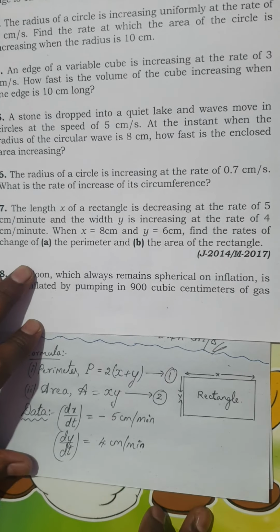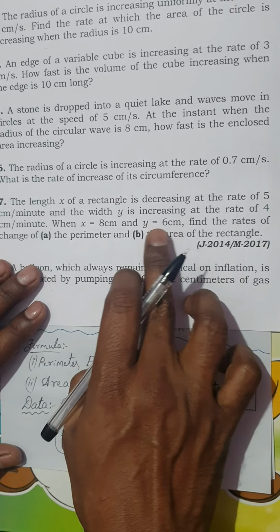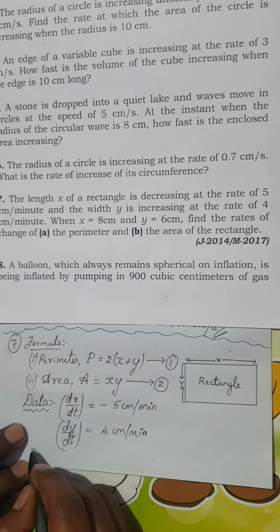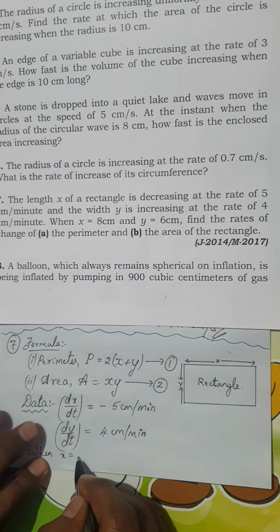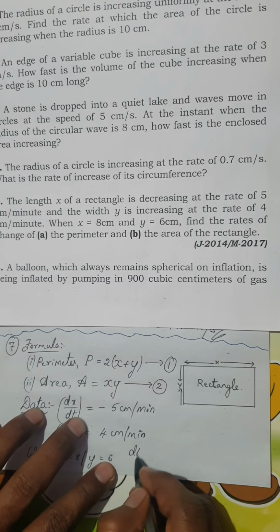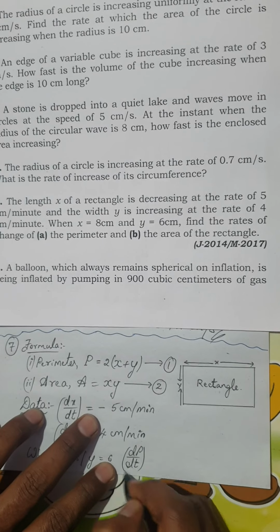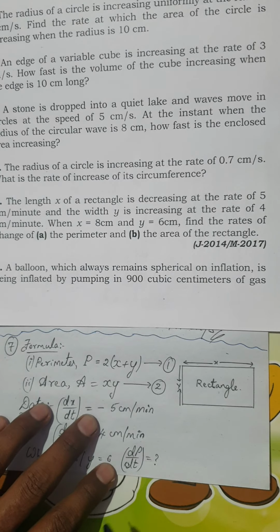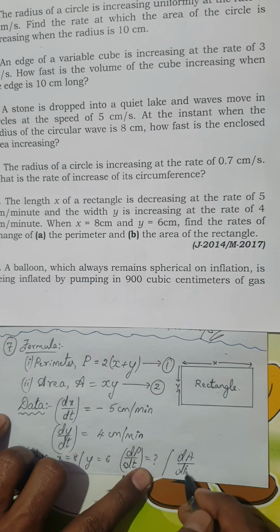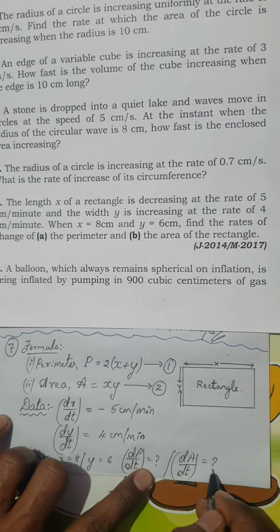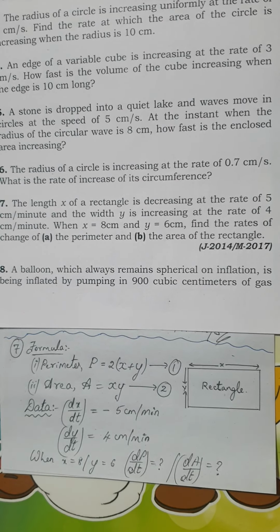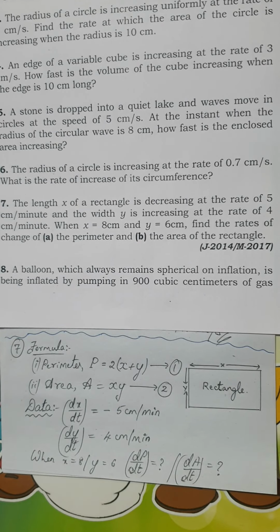Now I have to find out, when x is equal to 8 and y is equal to 6, the rate of change of perimeter. So when x is equal to 8 and y is equal to 6, dp by dt is unknown, I have to find that out, and dA by dt is also unknown, I have to find that out. Okay, so my basic procedure is over. Now I am going to the working part of the question.